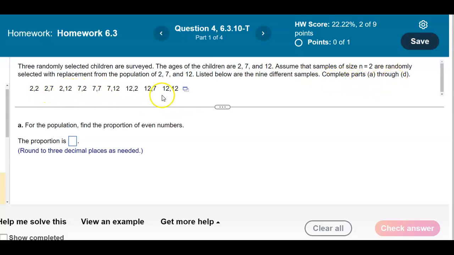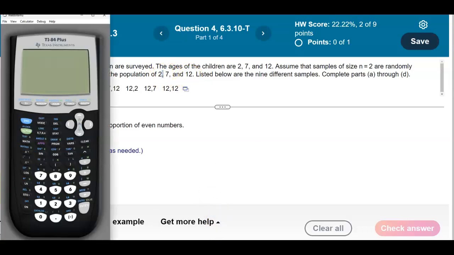So here are our 9 samples. What we want to do is, for the population, find the proportion of even numbers. The population is given here, which is the same numbers: 2, 7, and 12. We have a total of 3, and how many are even? Well, 2 is even and 12 is even, 7 is odd, so there's 2 of them.